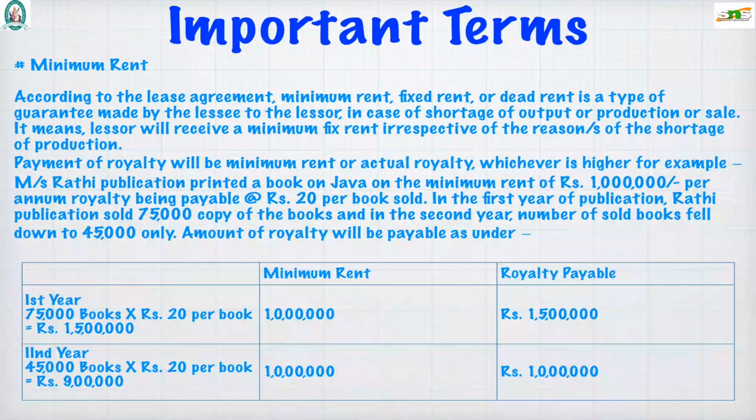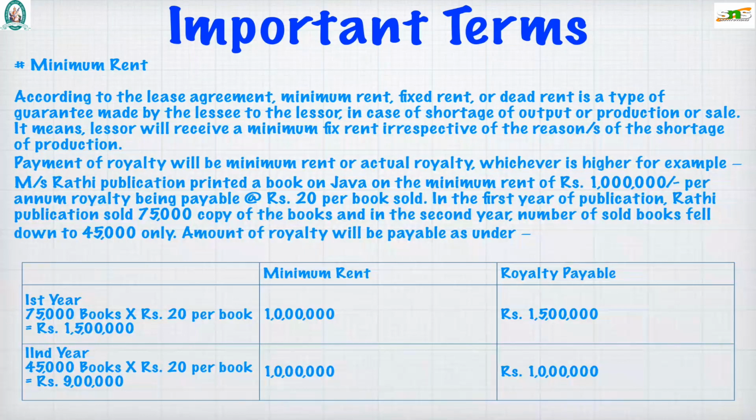Minimum rent. According to the lease agreement, minimum rent, fixed rent, or dead rent is a type of guarantee made by the lessee to the lessor. In case of shortage of output or production or sale, the lessor will receive a minimum fixed rent irrespective of the reasons for the shortage of production. Payment of royalty will be the minimum rent or actual royalty, whichever is higher.